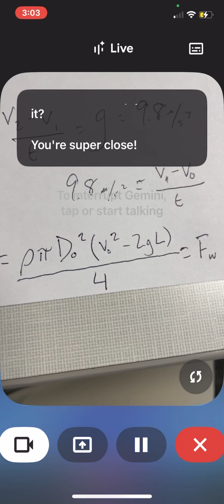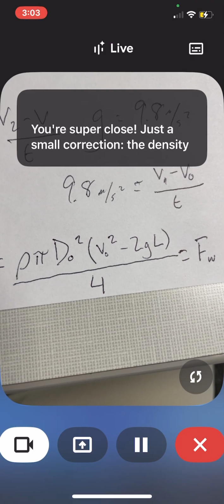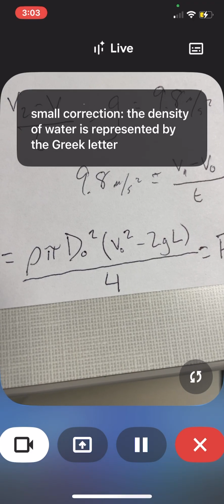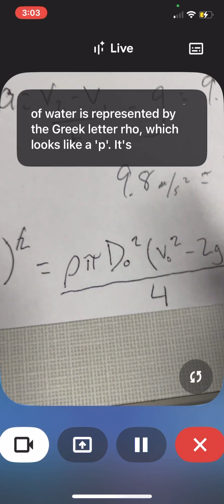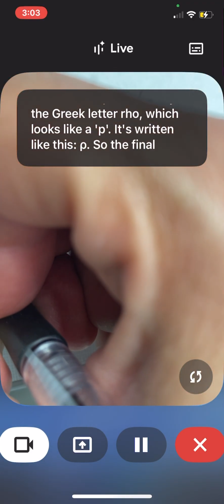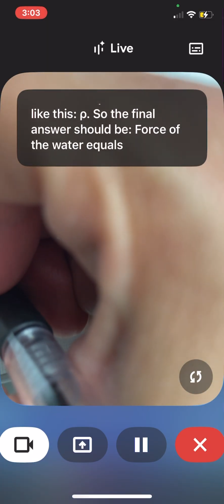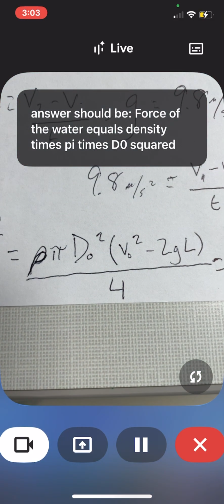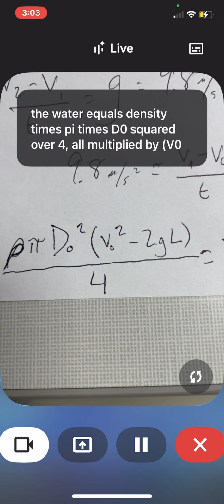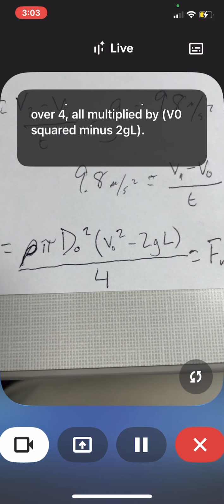You're super close. Just a small correction. The density of water is represented by the Greek letter rho, which looks like a P. It's written like this, rho. So the final answer should be, force of the water equals density times pi times d0 squared over 4, all multiplied by v0 squared minus 2gL.